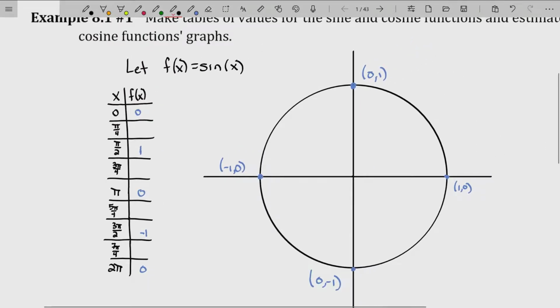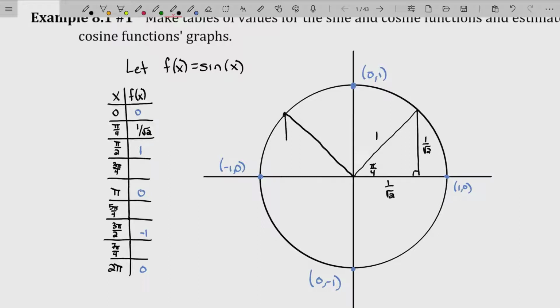And if you recall, because we have special triangles going on, if you're facing an angle of pi over 4, and you have a unit circle there, then the x value is 1 over root 2, and the y value is 1 over root 2. So therefore, the y value is 1 over root 2. And if you face 3 pi over 4, the y value is again 1 over root 2. If you're facing 5 pi over 4, which is down here, your y value is negative 1 over root 2.